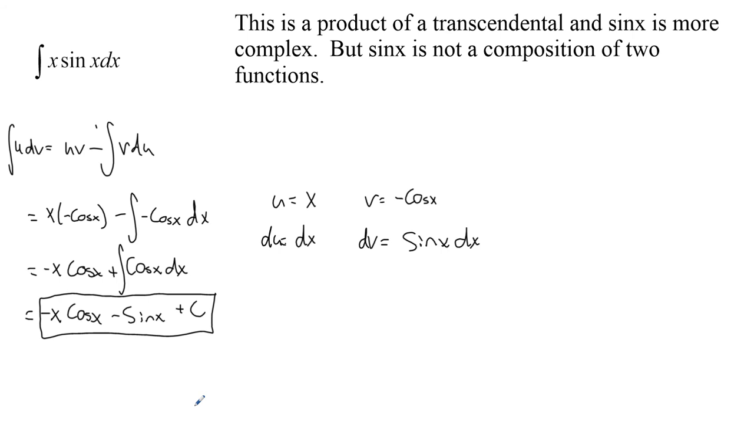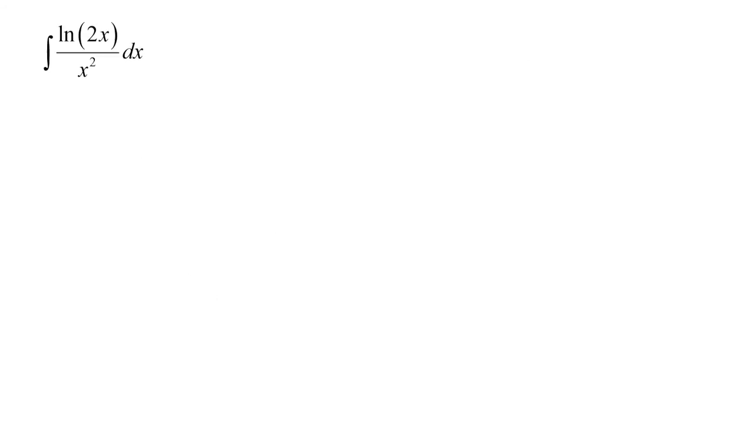All right, one last one, and then we're finished. So let's look at this one. We've got ln of 2x over x squared. And so, to make it a product, I'm going to make it the integral of x to the negative 2 ln of 2x dx.